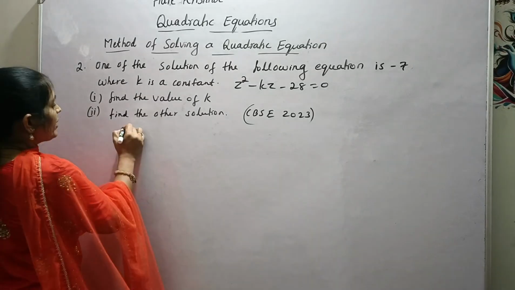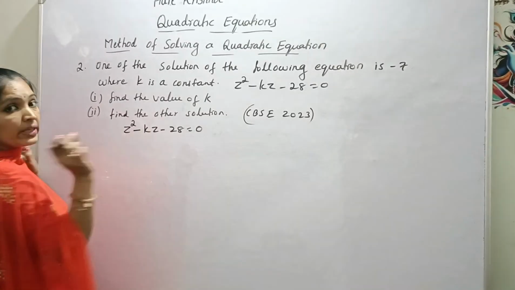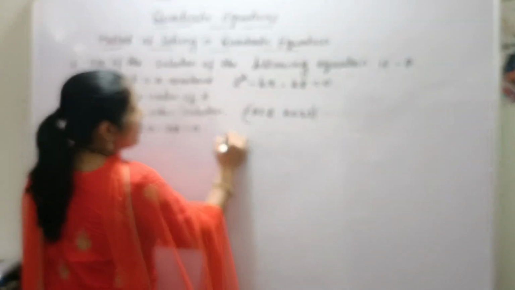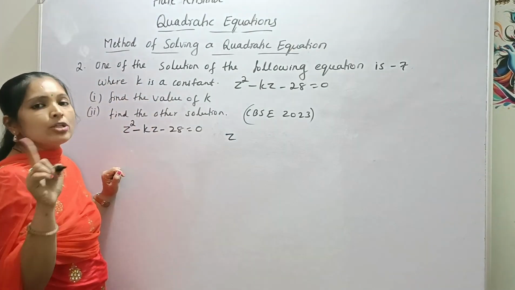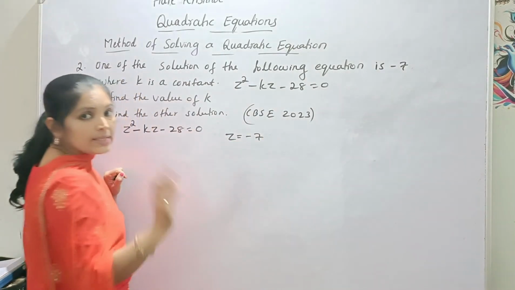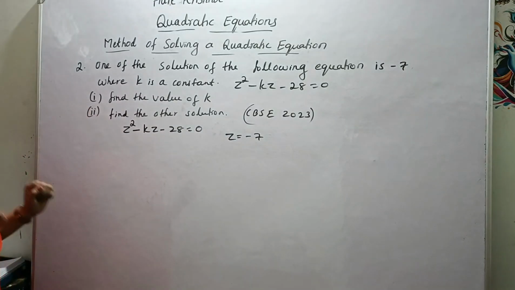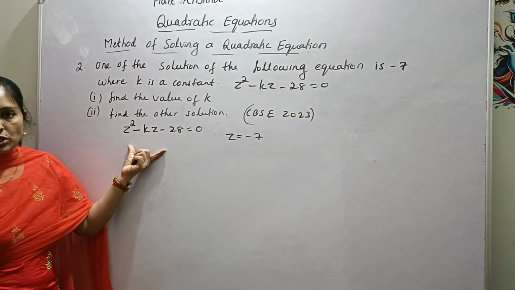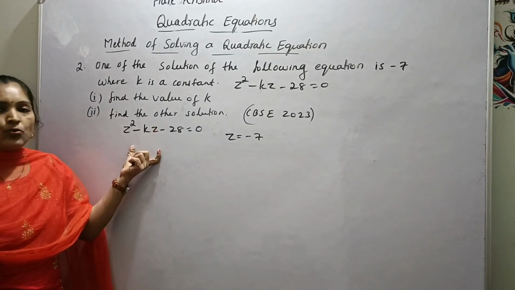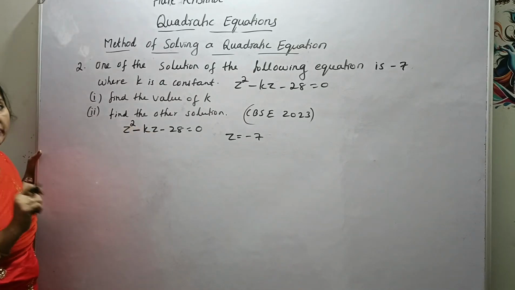Okay. So here the given quadratic equation is z² − kz − 28 = 0 in the variable z. And it is given that z is equal to −7 is one solution of the given quadratic equation. That means z is equal to −7 should satisfy this equation, right? Because z is equal to −7 is one root of this equation. So let's substitute z is equal to −7 in this equation to find the value of k.